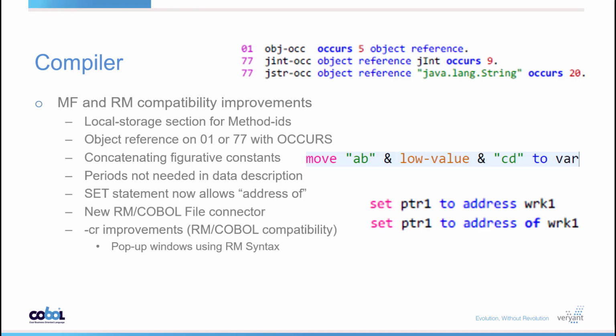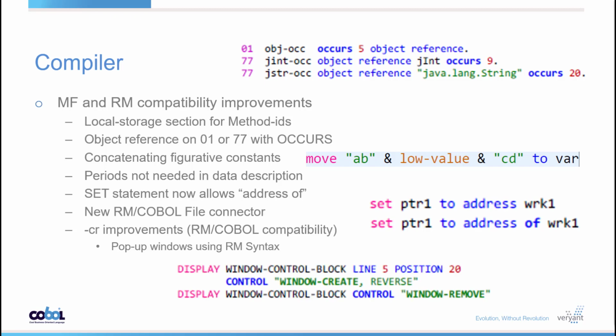File connectors are used when you have files in other formats that you want to access with Iscobol. We've had file connectors for Vision, C-Tree, DBmaker, and Micro Focus. Now we've added RM Cobol to that list. And the RM compatibility switch resolves a lot of the small inconsistencies between RM Cobol and Iscobol, and we've added support for RM Cobol's control statement for pop-up windows.